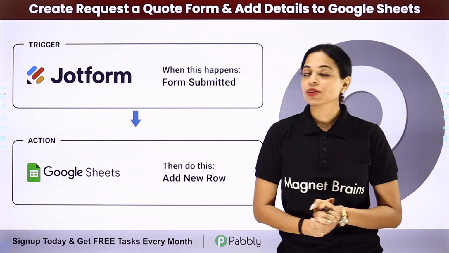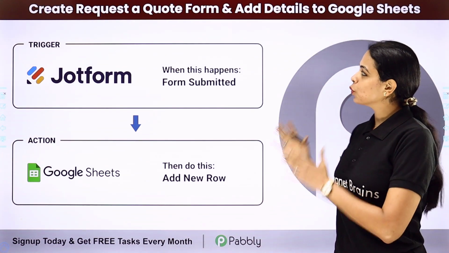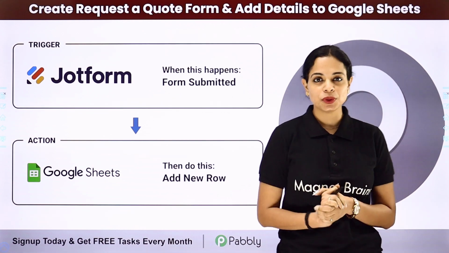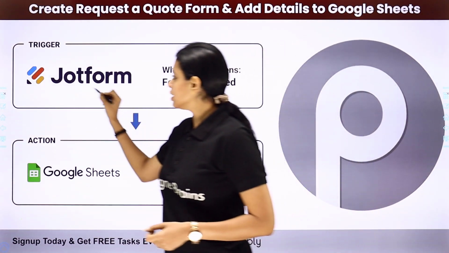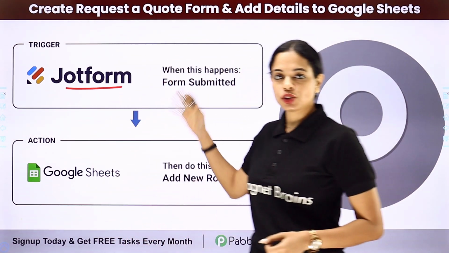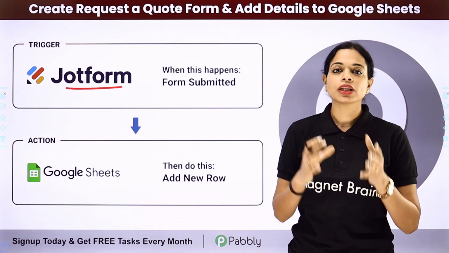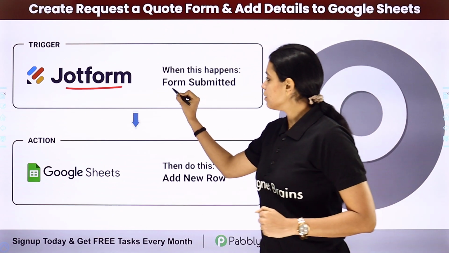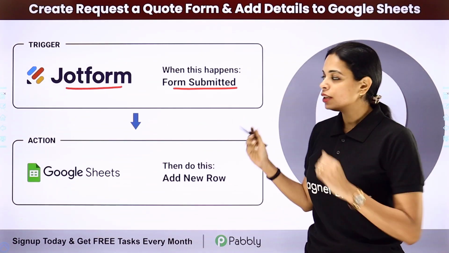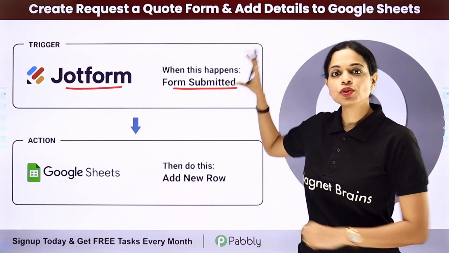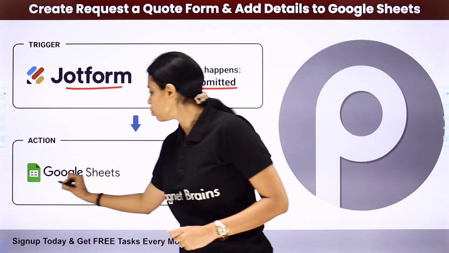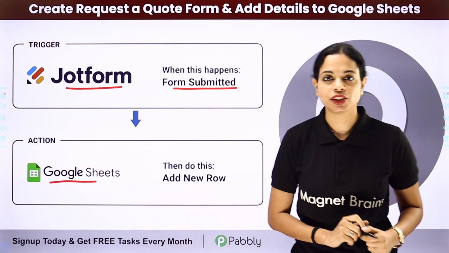In this video, we are going to tell you how to create a request a code form and then add details to your Google Sheet. So let's say that you have created a form using the form builder application Jotform or any other form builder application, and you have created a request a code form. Now here, every time the form is submitted, you want the details that you have received through this form submission to become a part of your Google Sheet or any other spreadsheet.